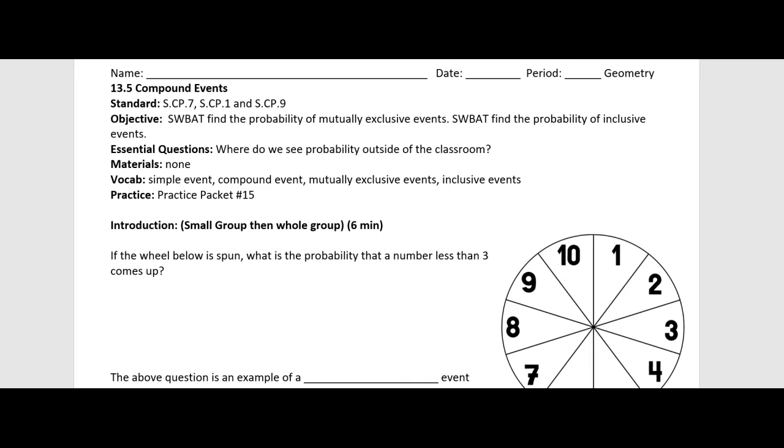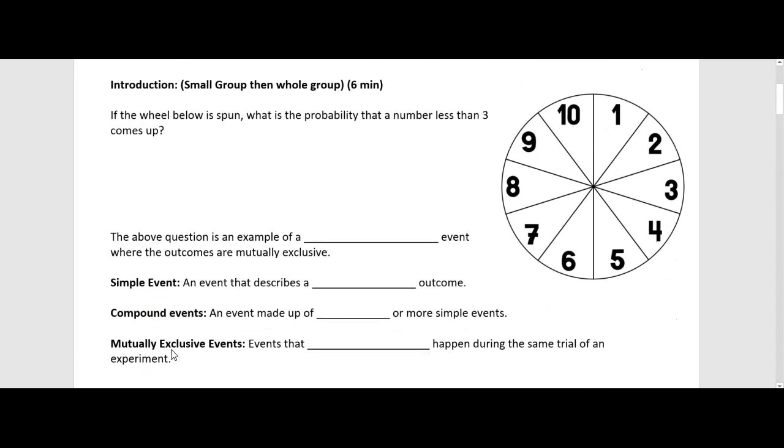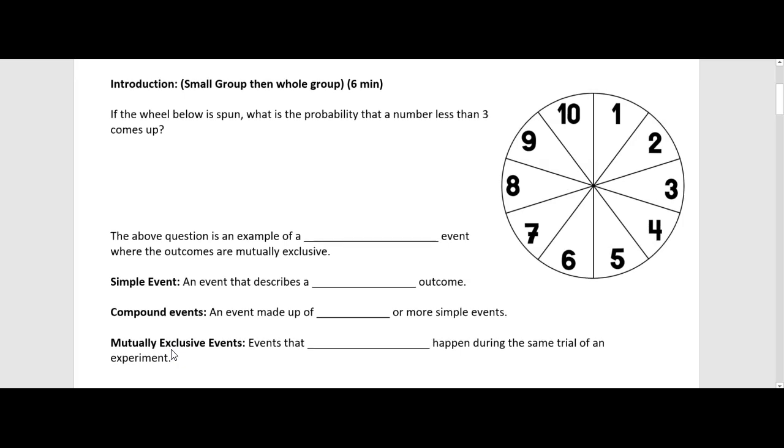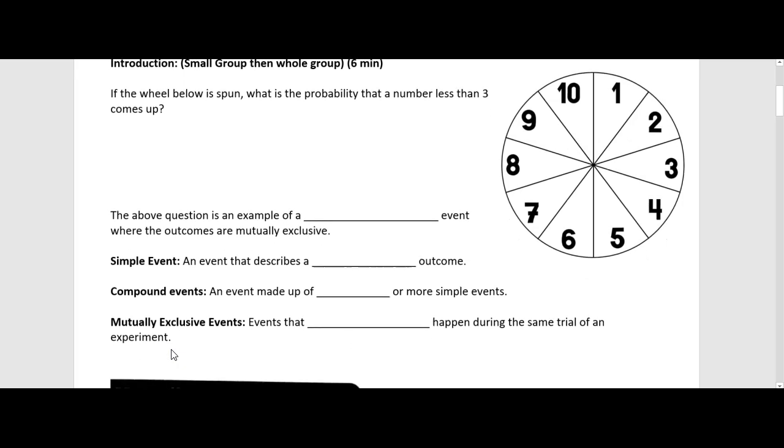Today we're going to look at compound events and how to find the probability of them occurring. There are two specific types that we're going to look at, mutually exclusive compound events as well as inclusive compound events. We'll talk about what makes one fall into one category versus the other and the differences in the formulas for finding probability. But before we really get into the nitty-gritty, let's look at a simple introduction problem.